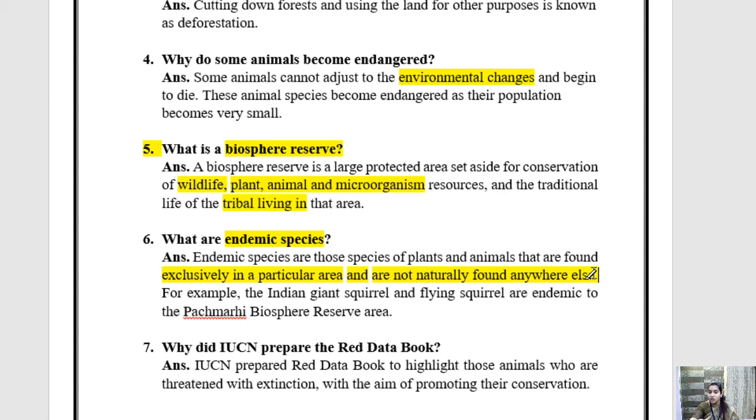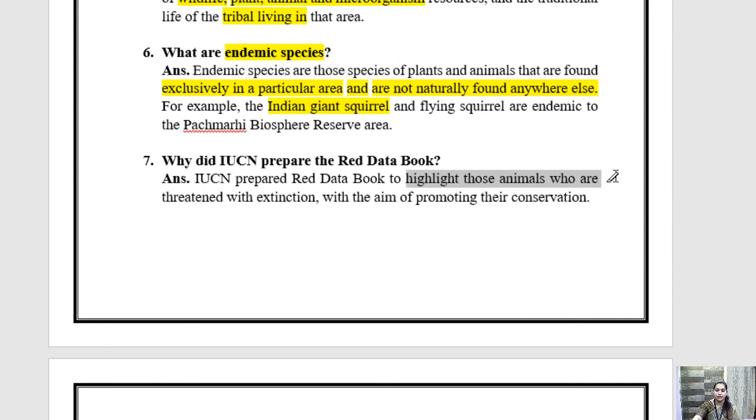So IUCN prepared red data book to highlight those animals who are threatened with extinction. So threatened with extinction का मतलब होता है basically endangered species with the aim of promoting their conservation. तो एक लिस्ट होती है जिसमें हम हाईलाइट करते हैं कि ये सारे endangered species हैं and similarly we can conserve them. Alright, so that is why IUCN has prepared this red data book.